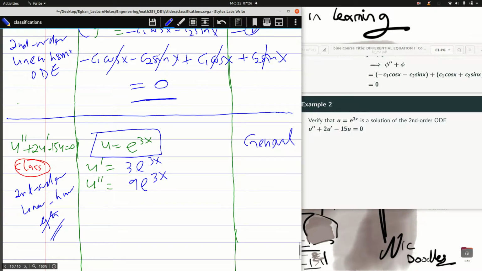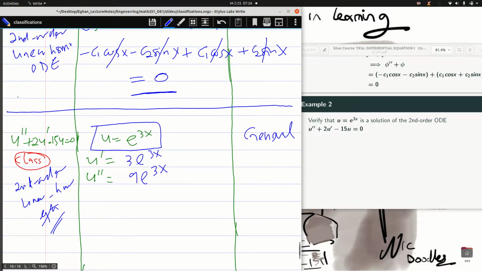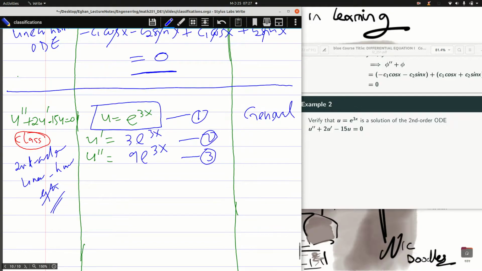So I have to substitute 1, 2, 3 into the equation because I need all of it. So I start with u prime prime, that is 9e^3x, plus twice of u prime, 3e^3x, minus 15 of u, that is e^3x. This should be equal to 0. So let's see.